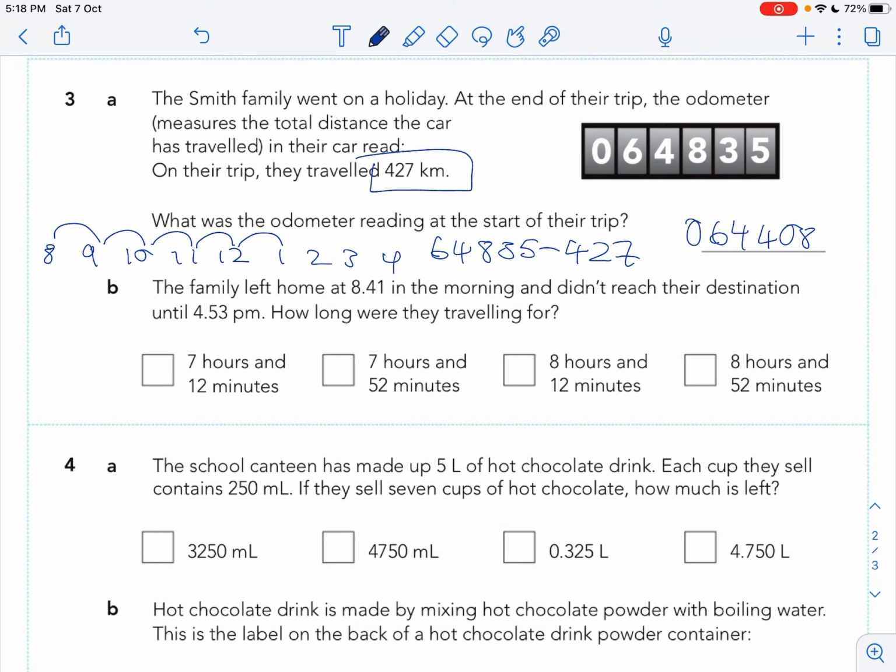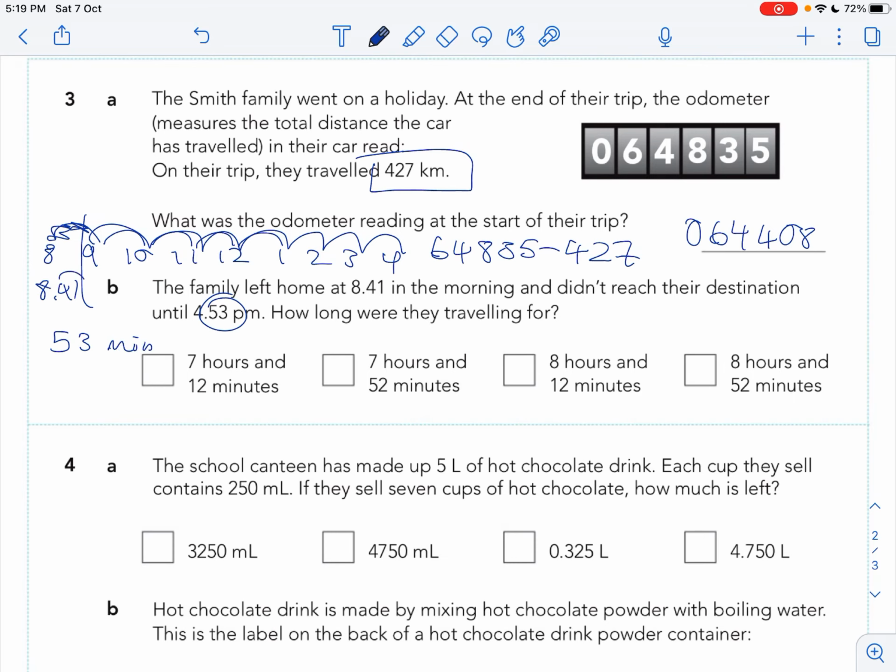Okay, hold on a minute. We'll start at 9 o'clock, because we started at 8:41, and then we'll add those minutes on later. So we've got 1, 2, 3, 4, 5, 6, 7. So it's 7 hours from 9 o'clock to 4 o'clock. Plus they arrived at 53, so we add on another 53 minutes.